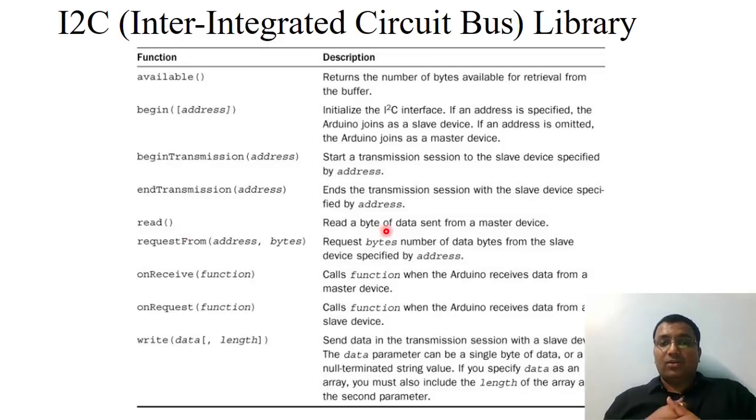Read reads a byte of data sent from the master device. Request from, with address and the bytes, requests the data from that particular address in terms of bytes. On receive with a function calls the function when the Arduino receives data from the master device. On request calls the function when the Arduino receives a request from the master device. Write, with data and the length, sends the data in the transmission session with a slave device.